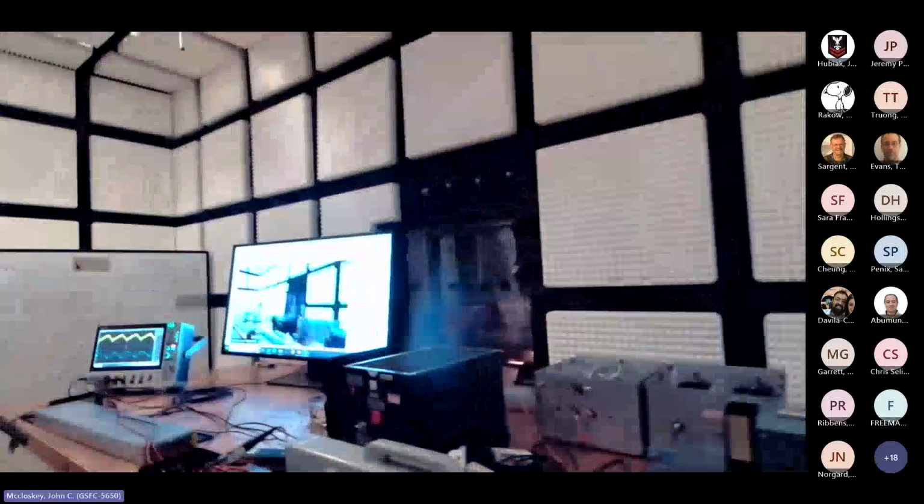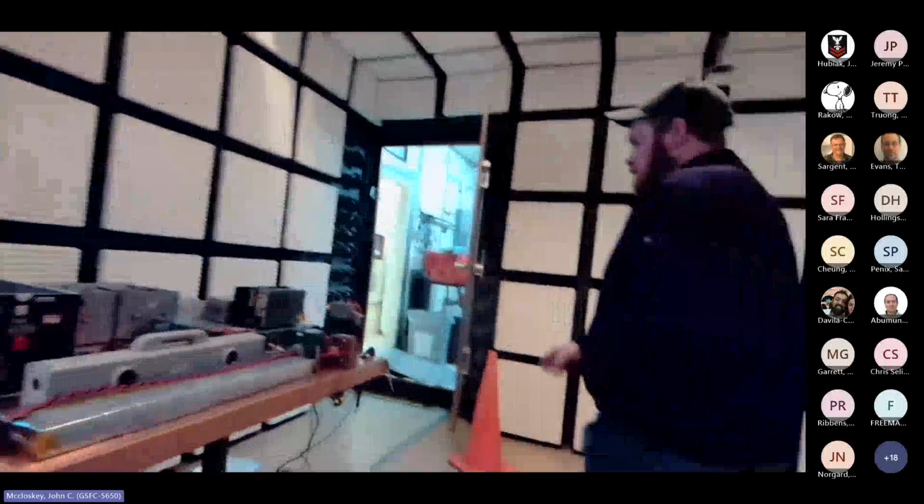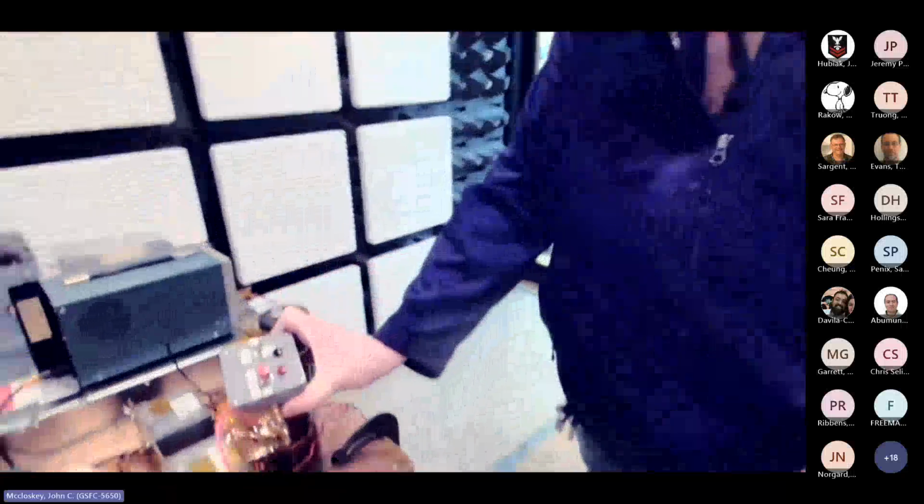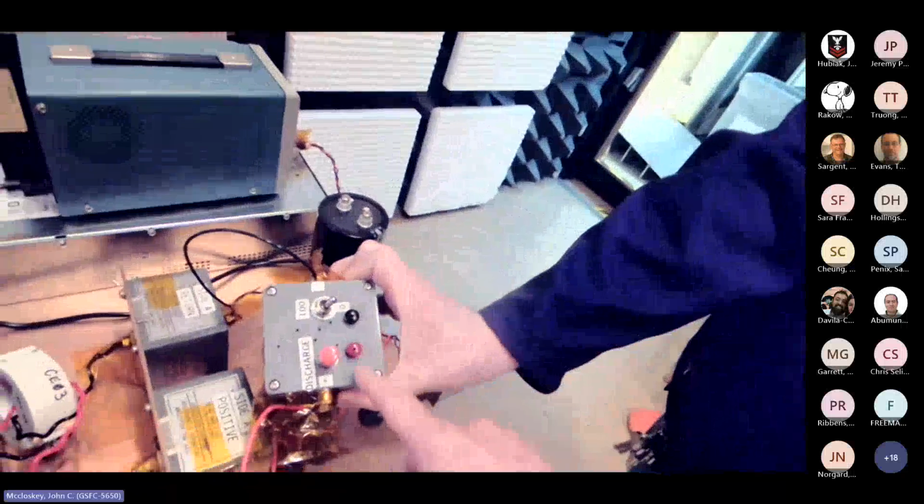I see there's a question. Yeah, John. What's the switch on top of the switch box? Oh, thank you. Yeah, I was going to get to that. That's actually why I showed the bare capacitor. This box is covering it up.